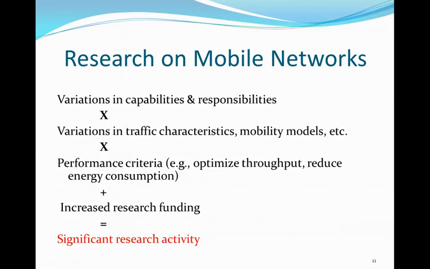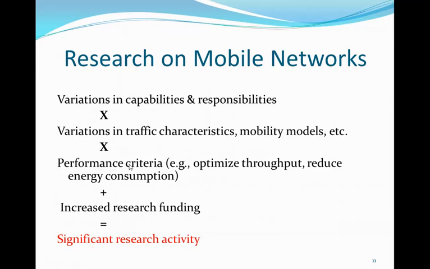Here are some important parameters about the research on mobile networks, and you can see that we have variation in capabilities and responsibilities of these nodes. Similarly, variation in traffic pattern, traffic characteristics, and mobility pattern. Similarly, the performance criteria may vary based on the administrative structure of these nodes as well as their mobility pattern. For example, what will be the optimized throughput and energy consumption of these nodes, and how could we reduce the energy consumption inside these nodes.